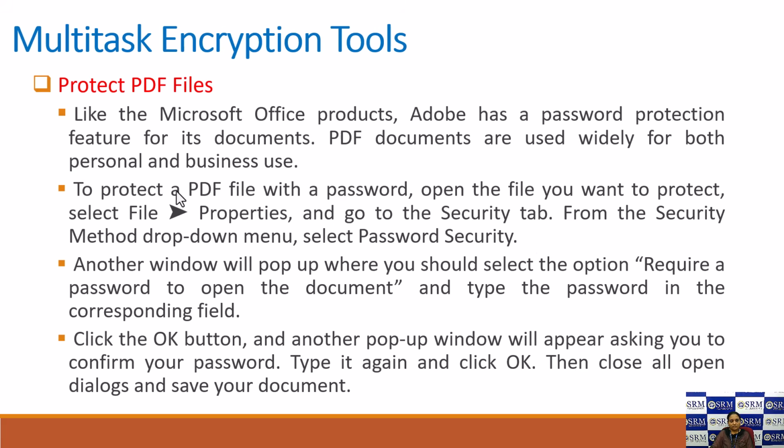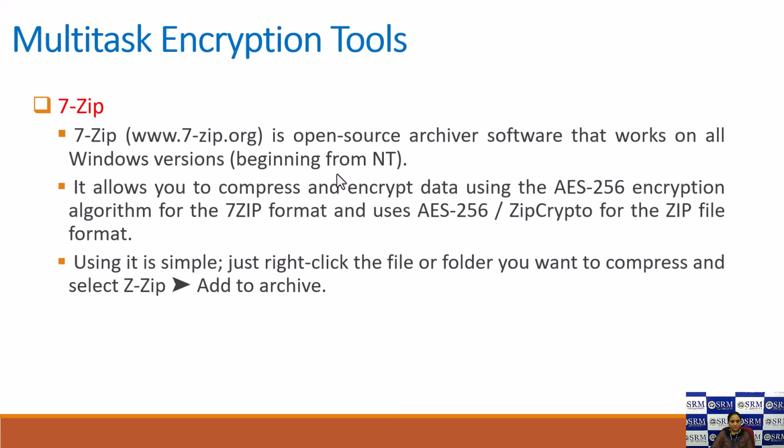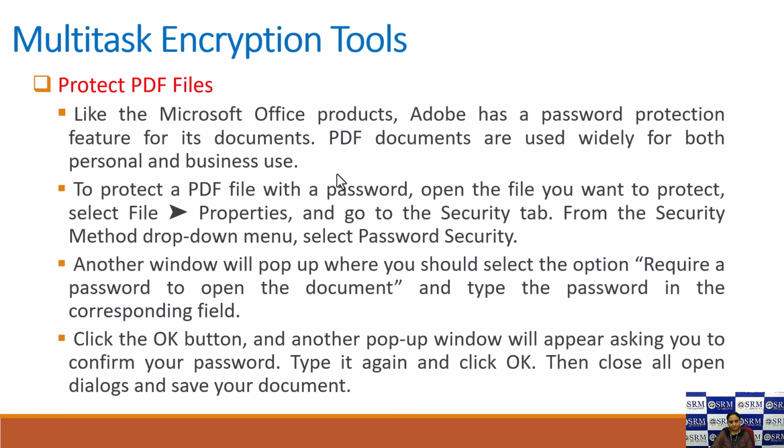So we have seen protecting the Microsoft Office files as well as PDF files. And we have seen how to use AES Crypt and 7-Zip. 7-Zip is for zip files, if you see, right? And AES Crypt is for encrypting one file. If you want to use AES Crypt, you can encrypt a file. These are the methods available.